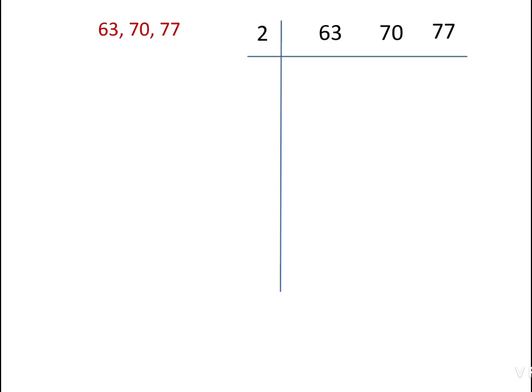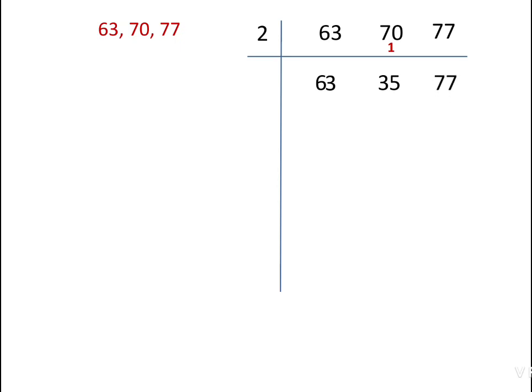So we take 2. 63 not divisible, so we write 63. In 70, for testing, first we take 7. In 7, how many 2? 3. 2 times 3 is 6. Here one is remaining. Then put 1 before 0, making 10. In 10, how many 2? 5. Okay. Next, 77 is not divisible by 2, so we write 77 itself.